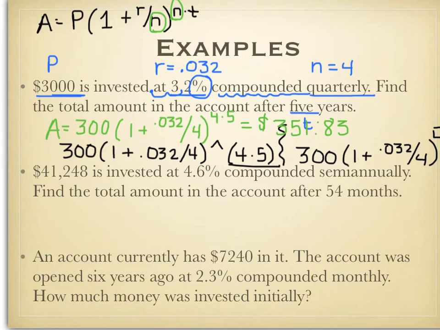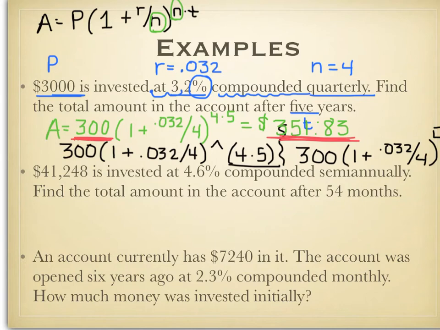So we started with $300. If I had come out with a number that was less than $300, I'd be pretty ticked off at my bank, because you're not supposed to lose money when you're earning interest. So your answer should come out to be more than what you started with. However, not like a crazy amount more. If you invest $300, don't expect that to turn into $1 million after only 5 years.